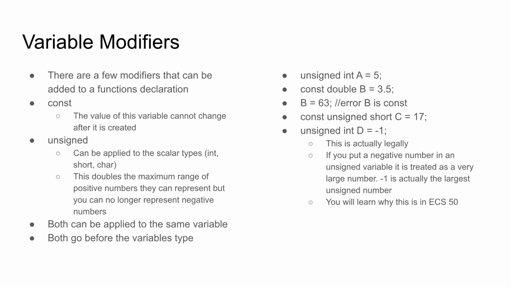The first thing is that when you declare a variable, there are a couple of different modifiers that you can add on to that variable. There are more than are listed here, and we'll cover some of them later on in the class, but we probably won't cover all of them. The first is const, and this means that the value of this variable cannot change after it's been created.